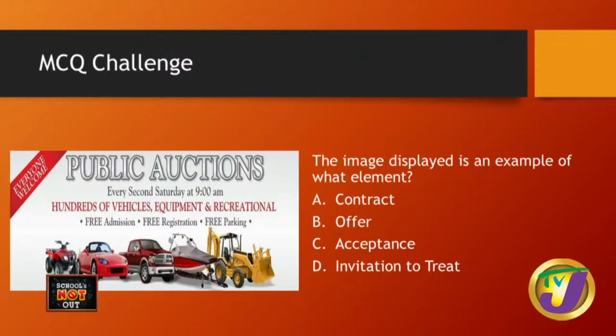So here's our question. It says the image displayed is an example of what element of contracts, of course? Is it that it's a contract? Is it an offer? Is it an acceptance? Or is it an invitation to treat? Think about this question. Now, let's see what our answer is. If you said D, an invitation to treat as well, you are correct. So far we have looked at 2 questions that the answers are invitations to treat.